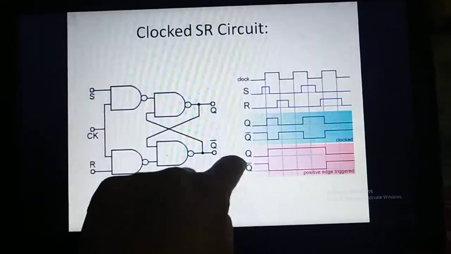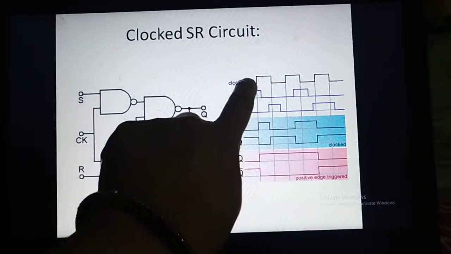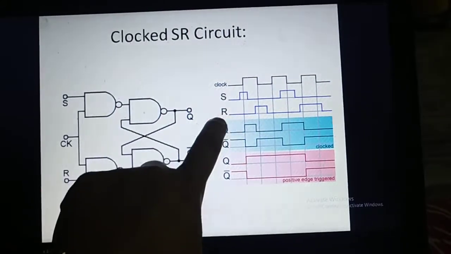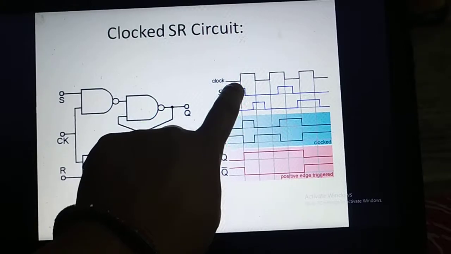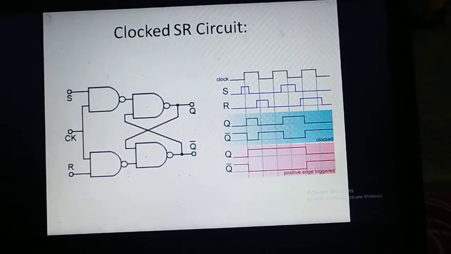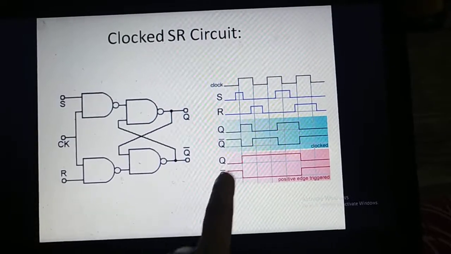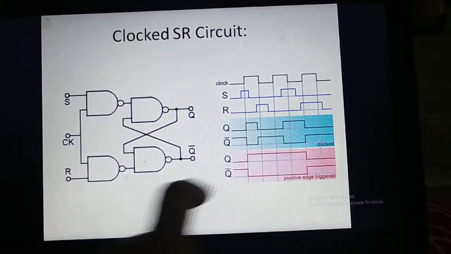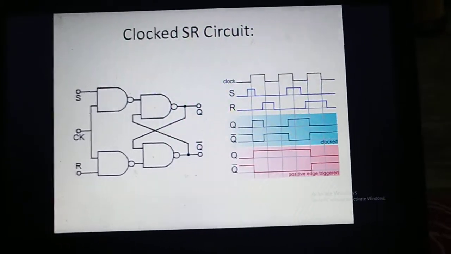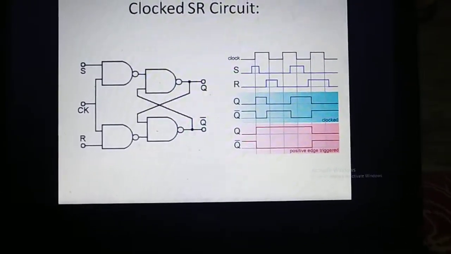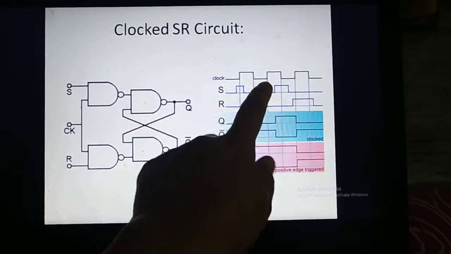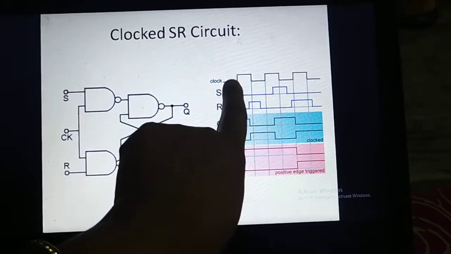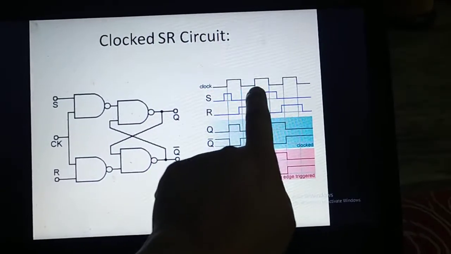Let's take this example. Here at this positive edge trigger, the S value is 1 and the R value is 0. When S is 1 and R is 0, the output should be 1. So here Q is 1 and Q bar is 0. The next output will come at the next positive edge triggered signal. Here this is the first positive edge trigger, this is the negative edge, and this one is a positive edge trigger.